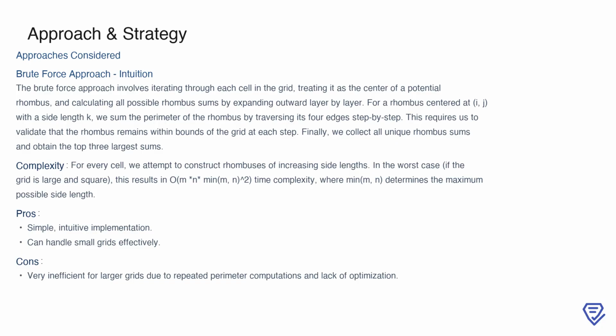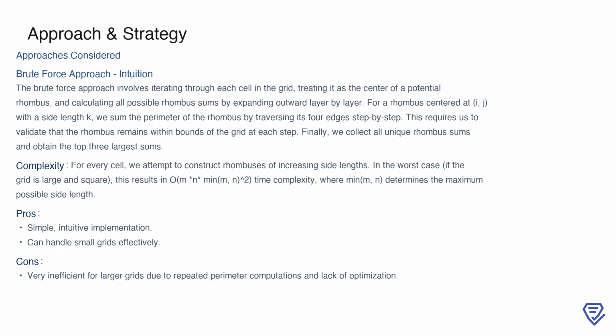Once we've calculated the sums for all possible rhombuses, we collect them into a set to ensure uniqueness and then find the top 3 largest values. While this approach is simple and intuitive, it is computationally expensive. For every cell, we attempt to construct rhombuses of increasing side lengths, and the process of summing their perimeters involves repeated computations. In the worst-case scenario, particularly in large grids, this results in a time complexity of O(m * n * min(m, n)^2), where min(m, n) represents the maximum possible side length.